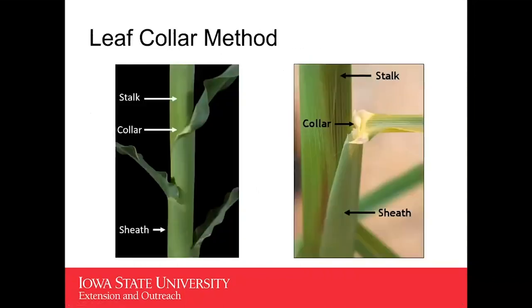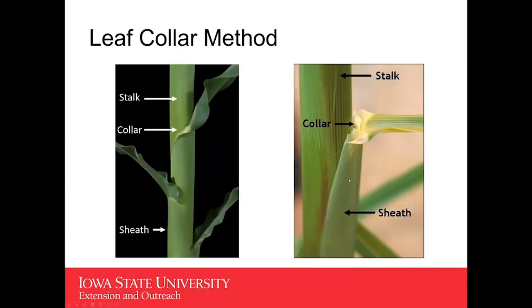So the leaf collar method requires us to really think about and be able to identify some plant parts, right? So you have the main stalk, and then you have basically the leaf sheath that is wrapping around that main stalk. And so you can see that on the bottom of the plants, and on the right-hand plant it's been pulled away just a little bit to help distinguish it from the stalk. So that leaf sheath is actually connected to a node on the stalk, okay?